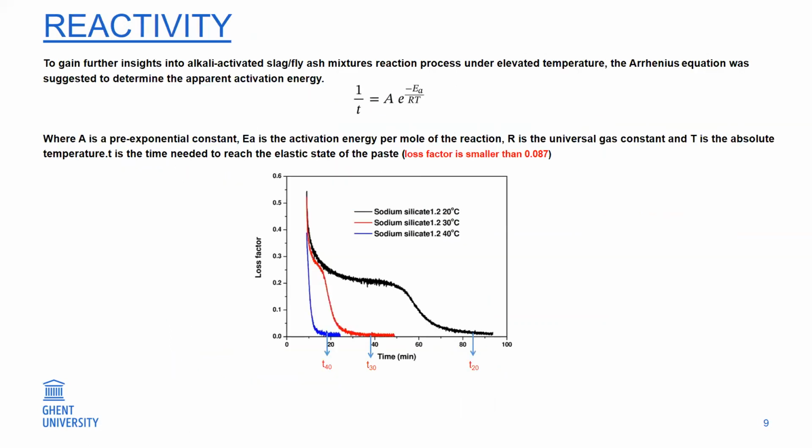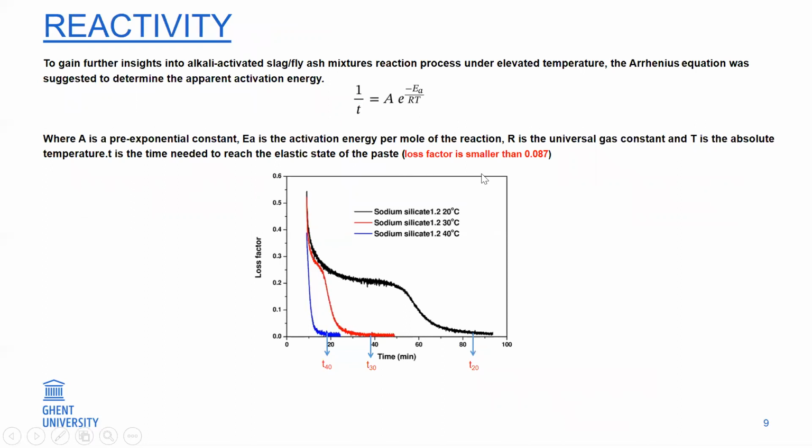To gain further insights into the alkali-activated slag fly ash mixture reaction process under different elevated temperatures, the Arrhenius equation was used to determine the apparent activation energy. Before the calculation, we have to explain how we choose the parameters for this equation. A is the pre-exponential constant. Ea is the activation energy per mole of the reaction. R is the universal gas constant, and the capital T is the absolute temperature. The small t is the time needed to reach the elastic state of the paste.